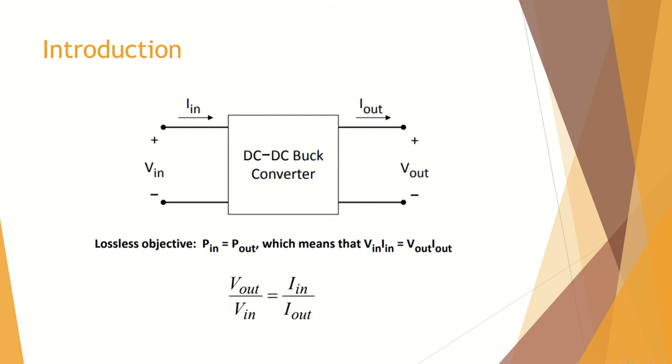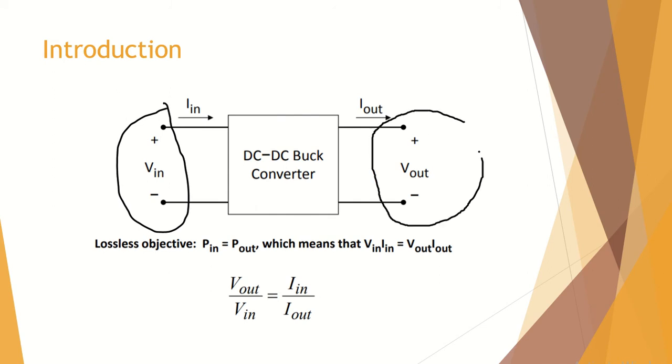So here is a simple diagram of a DC converter. We have a DC input and a DC output. If you see, this block diagram resembles that of a transformer. If you replace it with a transformer, you have an AC input on the left side and an AC output on the right side, and if you consider the transformer to be lossless, you have this equation: P input is equal to P out.